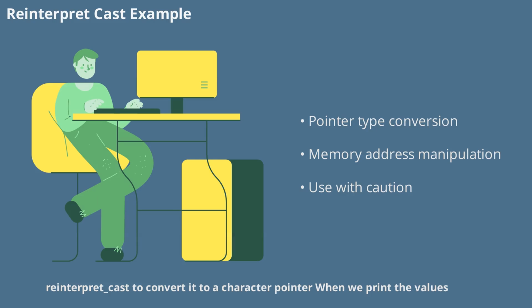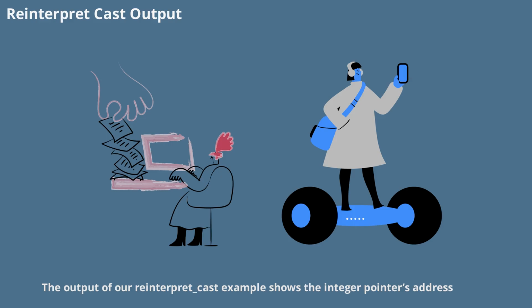When we print the values, we see the memory address and the character representation of the value stored at that address. This demonstrates how reinterpret cast can be used to interpret the same memory location in different ways. However, misuse of reinterpret cast can lead to undefined behavior, so always use it carefully. The output of our reinterpret cast example shows the integer pointer's address, the character pointer's value, and the dereference values. For instance, the integer value 65 is interpreted as the character A.